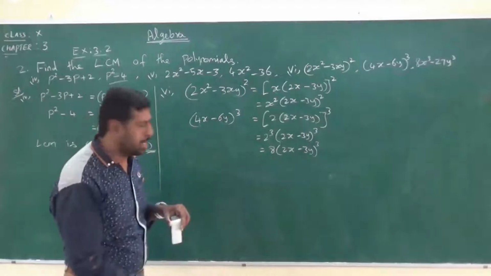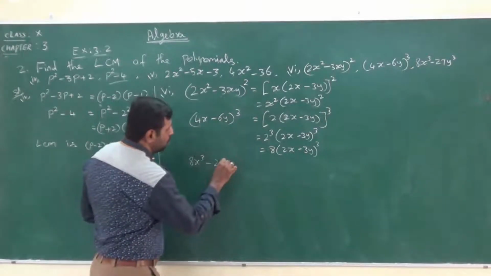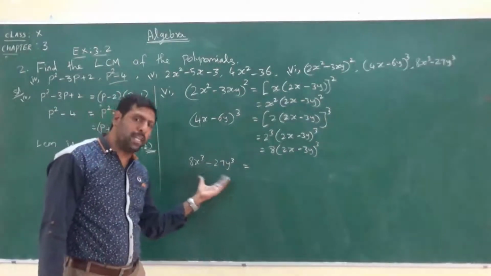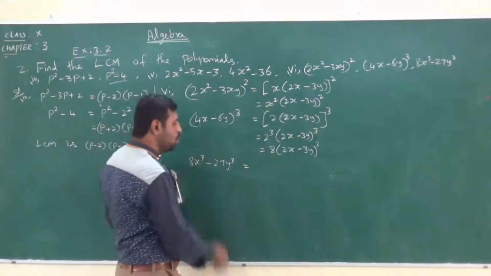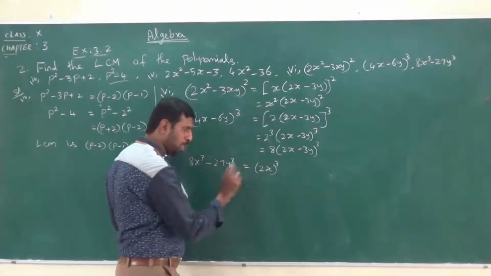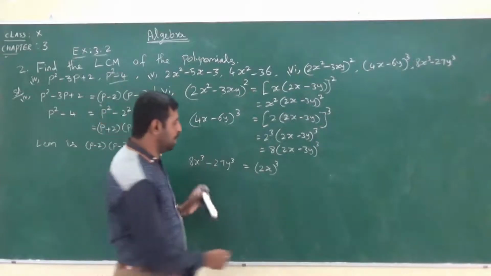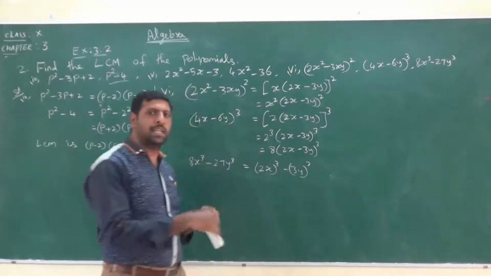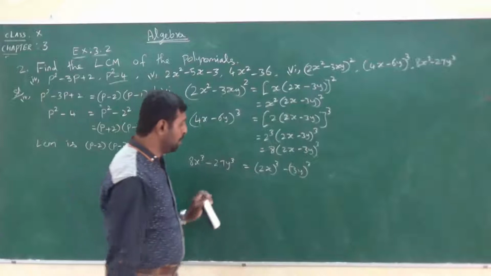And the last term is given as 8x cube minus 27y cube. See, it is in the form of a cube minus b cube. So we have to rearrange the terms, as 8x cube can be written in the form of 2x whole cube. If you cube this term, 2 cube is nothing but 8, so 8x cube. And then minus 3y whole cube. 3 cube means 3 times 3 is 9, 9 times 3 is 27, so 27 into y cube. So we get the same term.